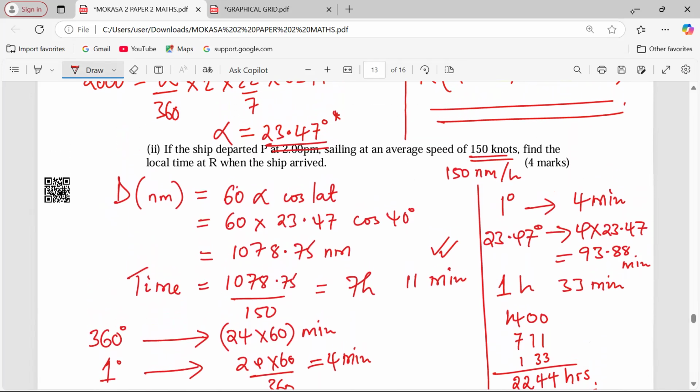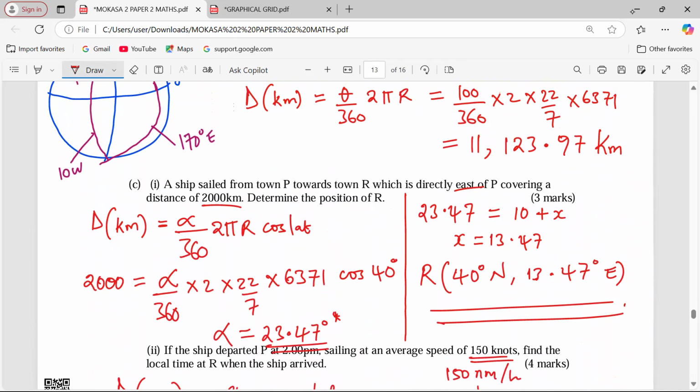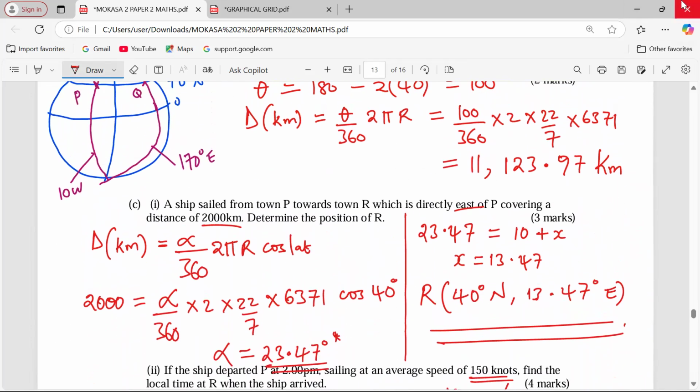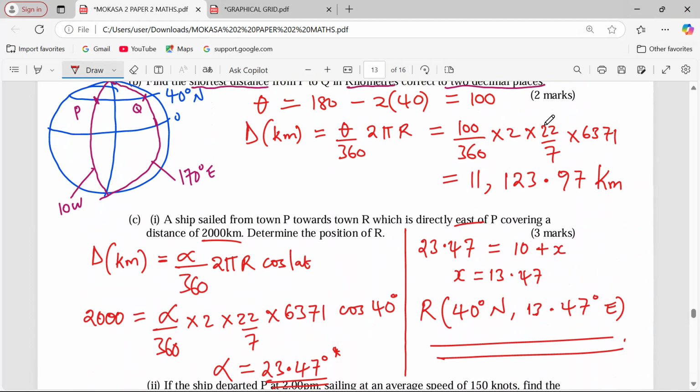So questions dealing with longitudes and time should be taken very seriously, more so when there is what we are calling time difference between two places.